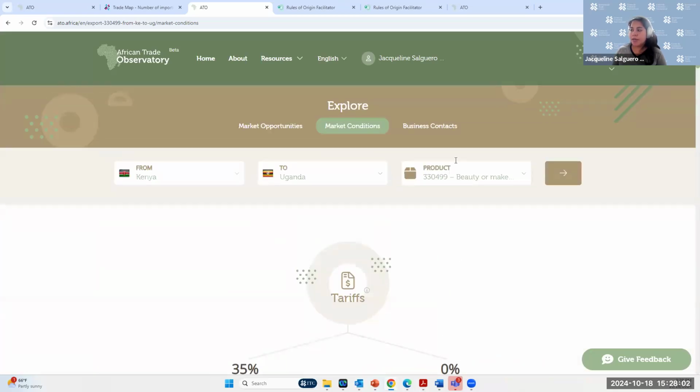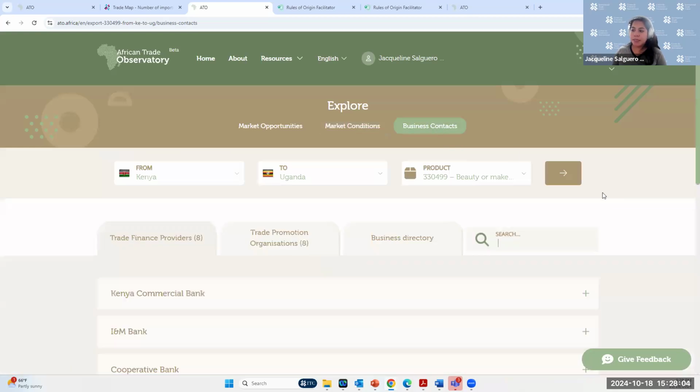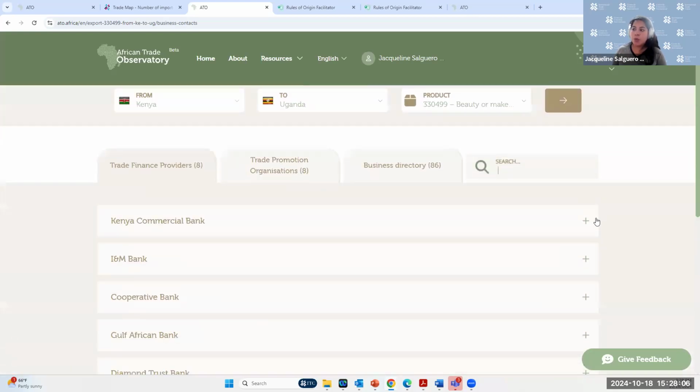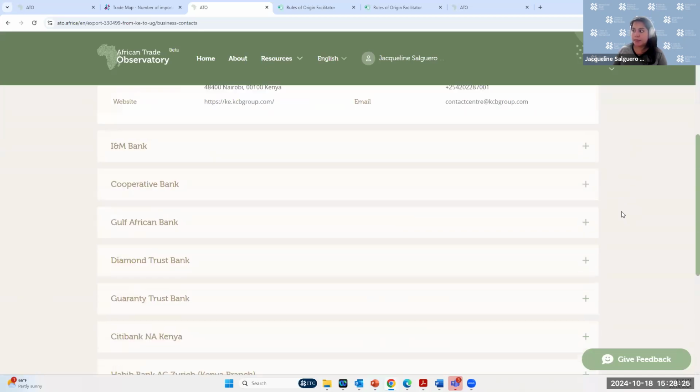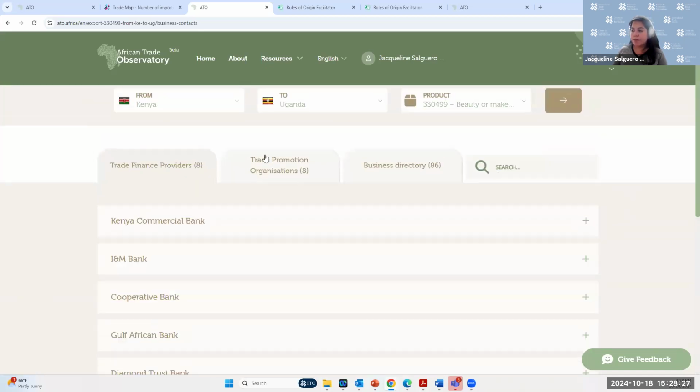And then finally, we have the business context. In the business context information, this is from the Kenyan perspective, right? So for the first two, in this case, I'm the exporter from Kenya. So this is banks in Kenya that can provide me with a letter of credit, or perhaps any kind of support for exporters and importers. So this is information for all the banks that we have.